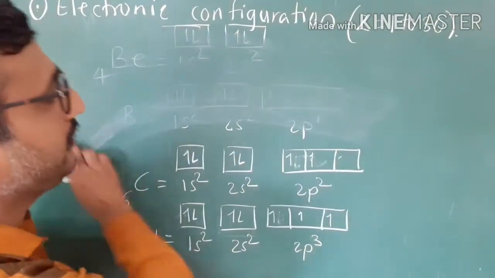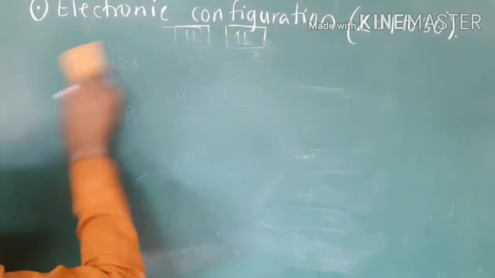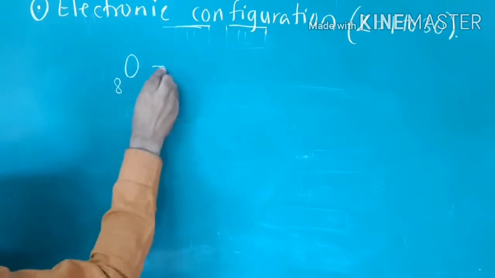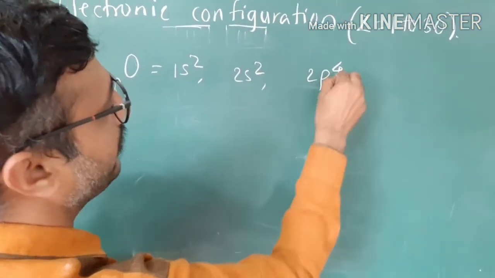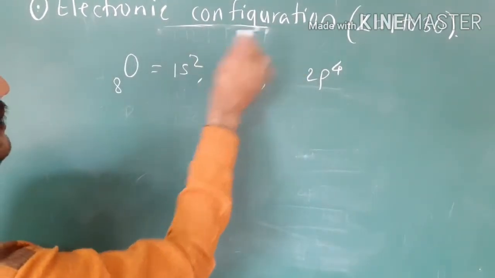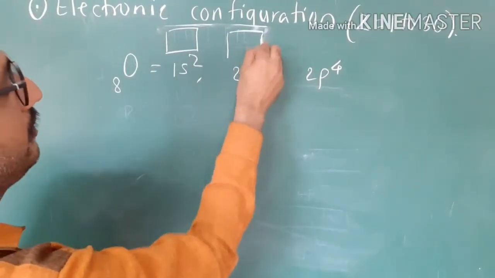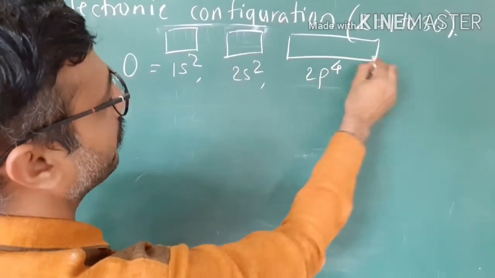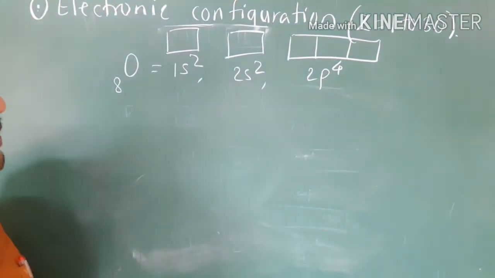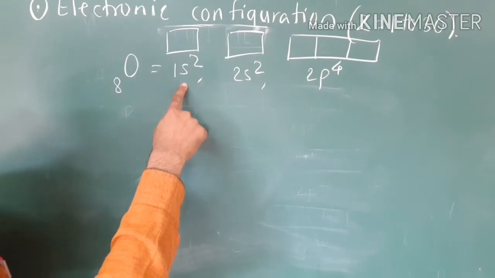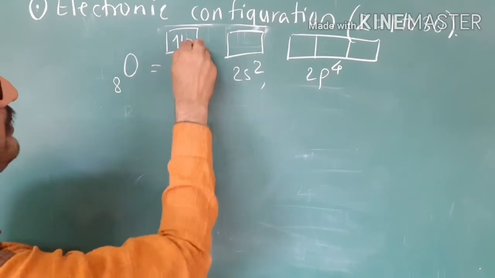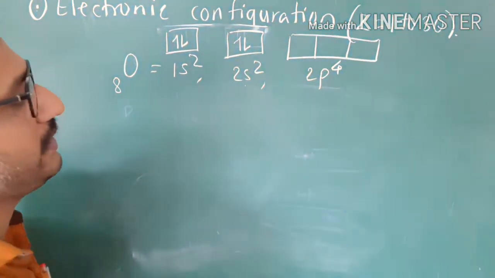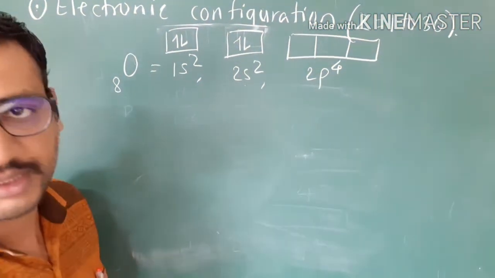Now the next one after nitrogen, atomic number 8, is oxygen. Oxygen, symbol O. Its electronic configuration is 1s2, 2s2 and 2p4. We know that the s subshell has 1 orbital and the p subshell is made up of 3 orbitals. It's very easy. After nitrogen comes oxygen, where we have 2 electrons in the 1s subshell, 2 electrons in the 2s subshell and 4 electrons in the 2p subshell.